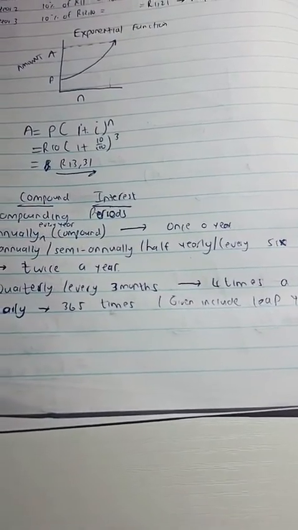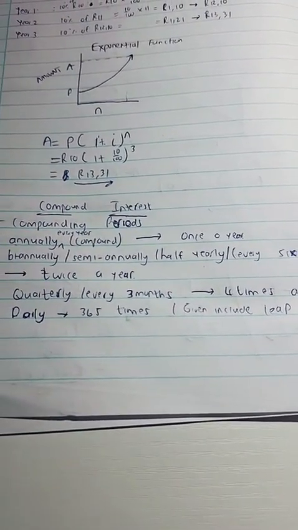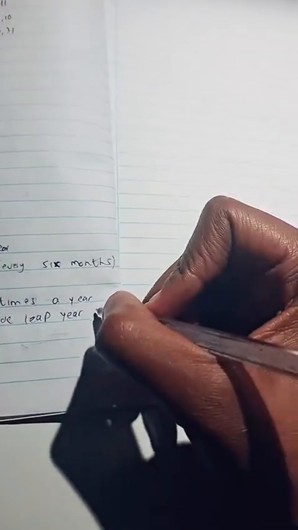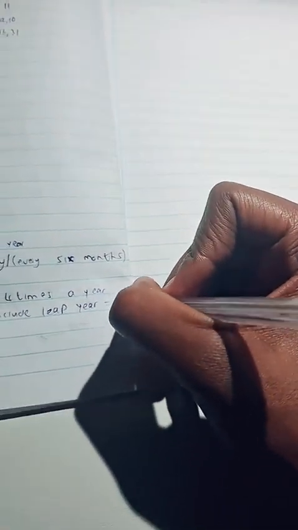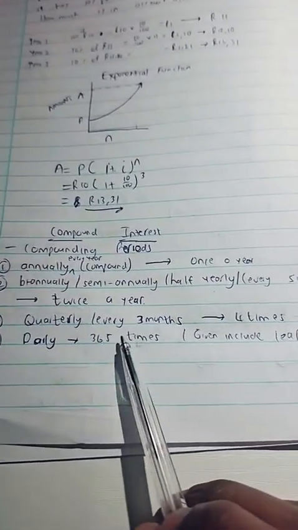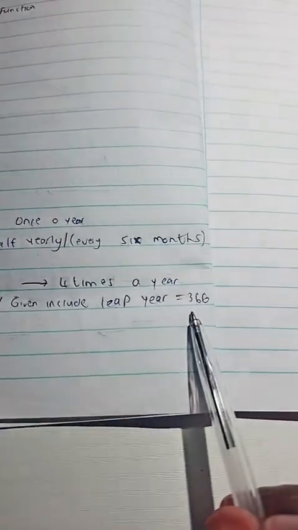Okay, definitely we are going to say +1 to the 365. So that means what? Yeah, Samantha, well done. If we include the leap year, it means we are not going to say 365, we are going to say 366.